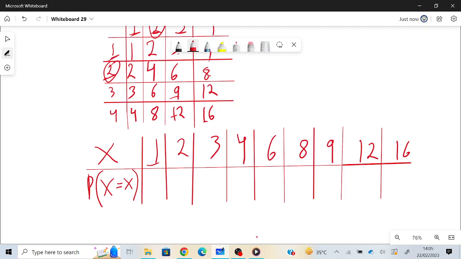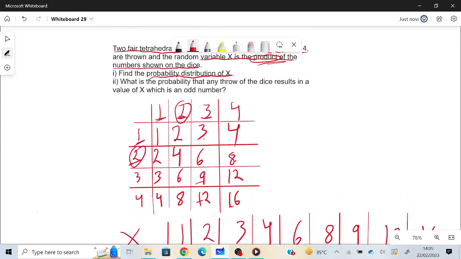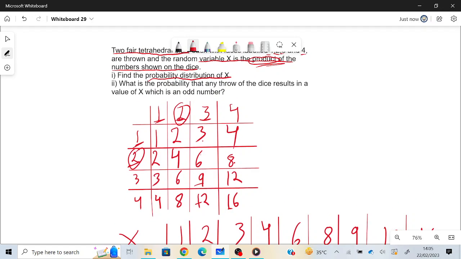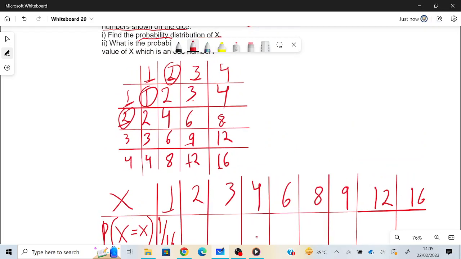Right, so for 1, what's the probability of having 1 as the product of the two dice? Sorry. So we have 1 occurring only once out of 1, 2, 3, 4, 1, 2, 3, 4. So 4 times 4, that's 16. So the probability of getting 1 is 1 over 16, because the total amount of scenarios we can have is 1, 2, 3, up to 16. And the amount of times I'm seeing 1 here is just once, so 1 over 16.